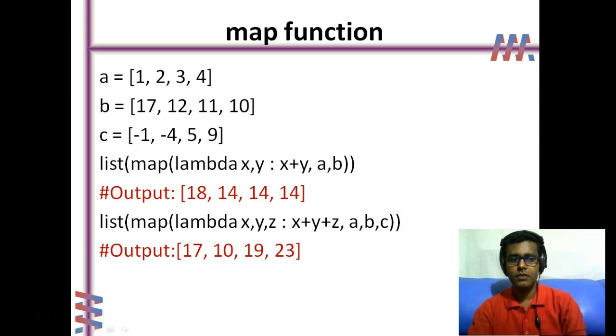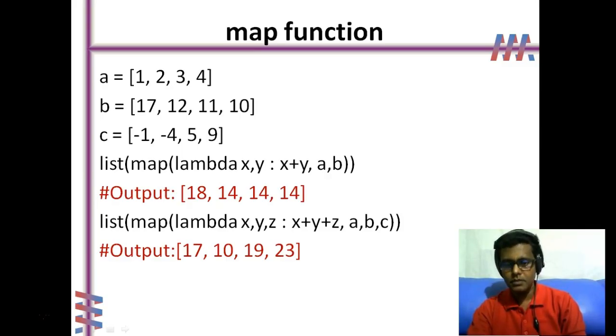So 3 plus 11, 14, then 4 plus 10, 14. So these functions will be done and it will be stored as a list. So your output will be 18, 14, 14, 14. So in the next line I have written one more lambda function, lambda x, y, z colon x plus y plus z.